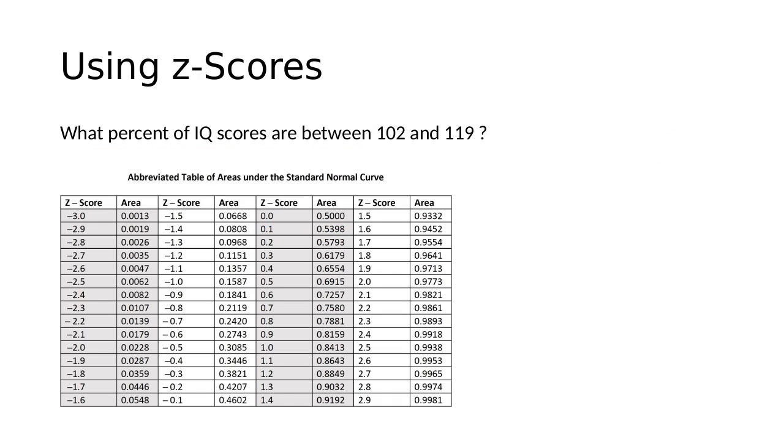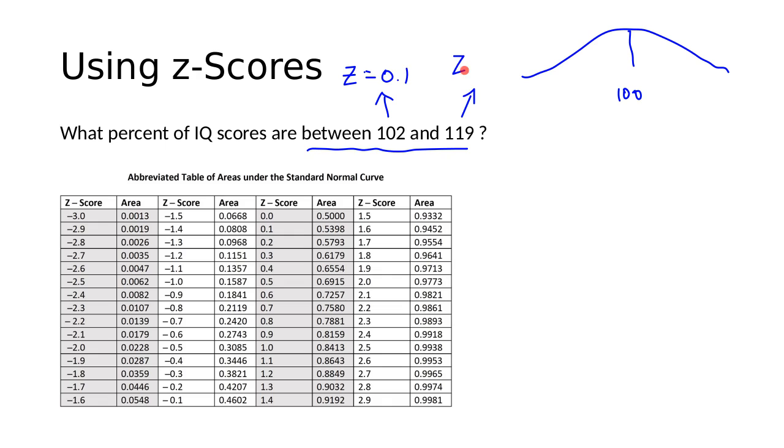What percent of IQ scores are between 102 and 119? So this one's a little different. This is between 102 and 119. You're probably pretty comfortable with the idea that we've got a mean of 100 and a standard deviation of 15. And we've actually already calculated the z-scores for these two. The z-score for 102 was 0.1. The z-score for 119 was 1.3. So we'll keep those in mind as we go through this one.